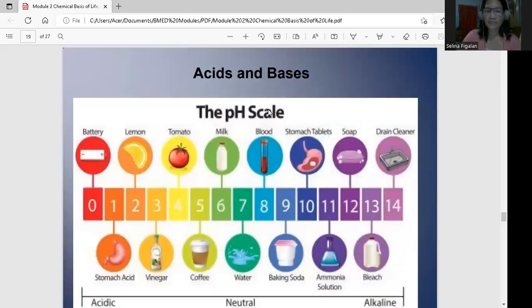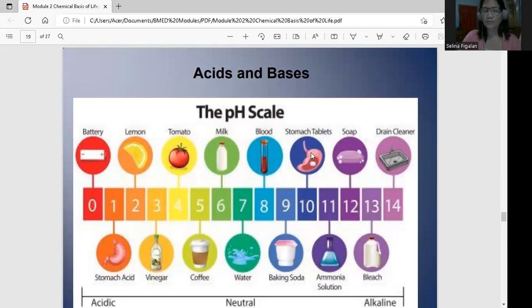The acids and bases, so this is the pH scale. The water is neutral, in the middle. When the number increases, going up, that is under the basic or the alkaline. When going down, that is acidic. The examples here are the stomach acid, your hydrochloric acid, the gastric juice present in your stomach. So they are under the acids.